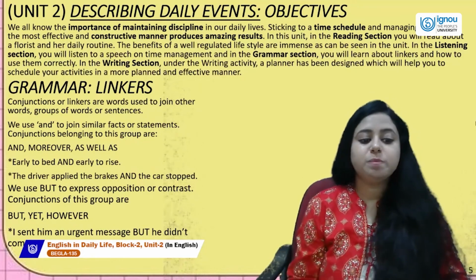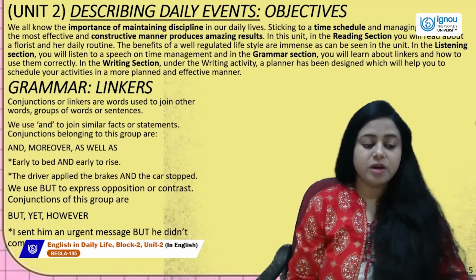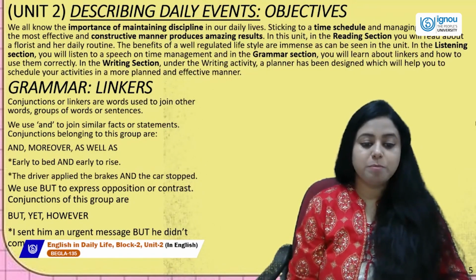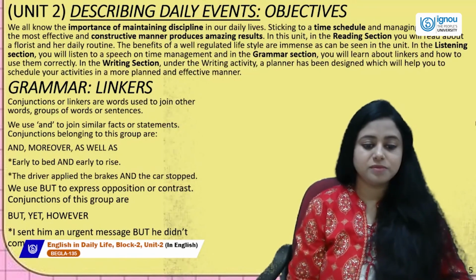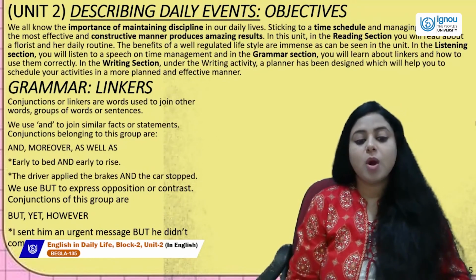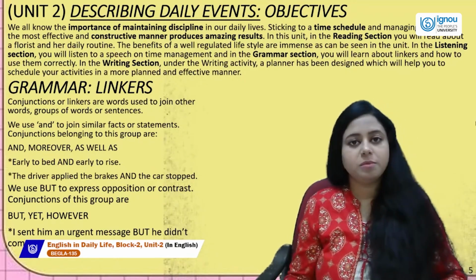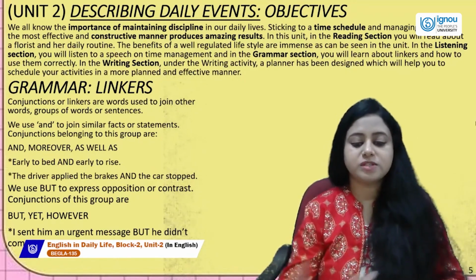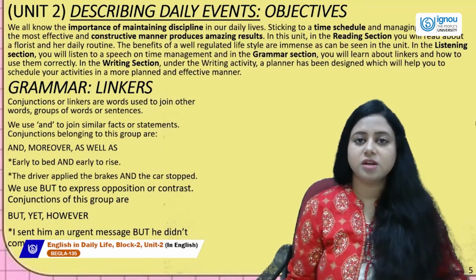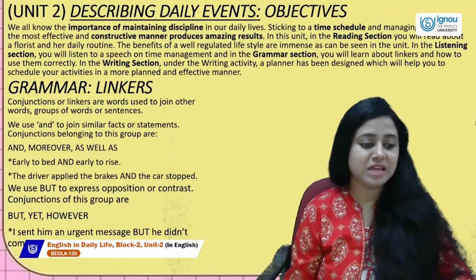Okay, we use but to express opposition or contrast. Conjunctions of this group are but, yet, however. I sent him an urgent message, but he did not come, or he didn't come. Okay, so it is showing the opposition or contrast. You sent a message, but he did not come. So when you're sending a message, you're expecting the person to come. But if he doesn't come, then this is probably the contrast of what the message was intended at.